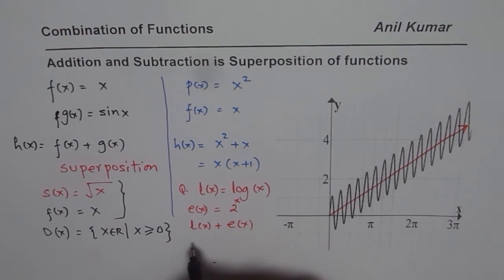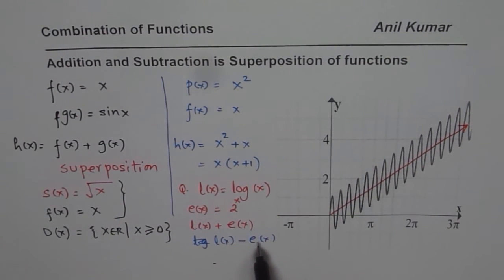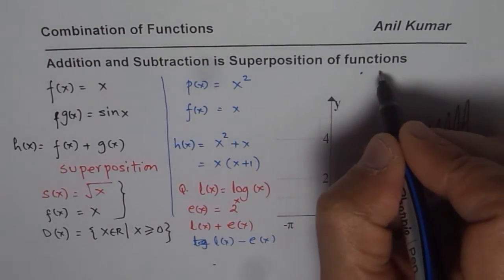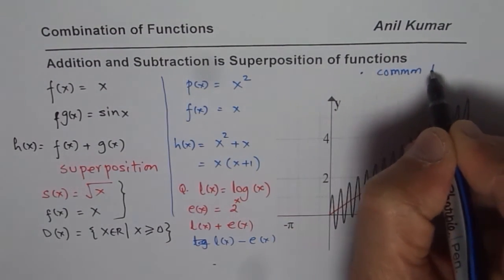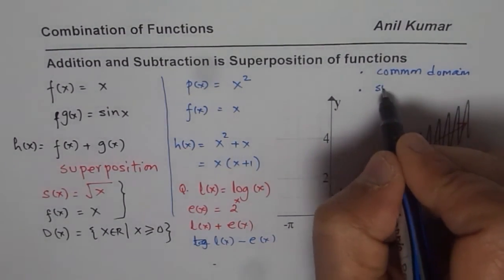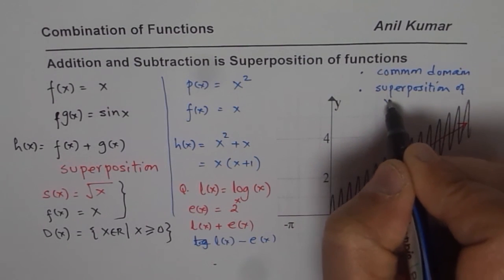So we could either do L of x, L of x minus E of x. We'll treat this also as superposition, adding with the negative value of the exponential function, right? So it's kind of the same thing. So we'll deal with addition and subtraction in further details in this particular set of videos. I hope you understand the basic principle, that is that this operation should be performed on common domain, right? And the end result you will get by superposition of y values, correct? Superposition of y values. Is that okay?